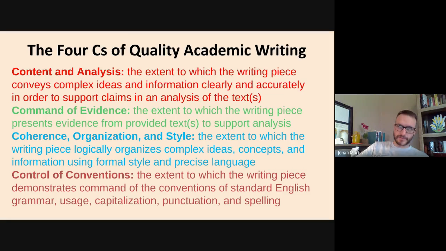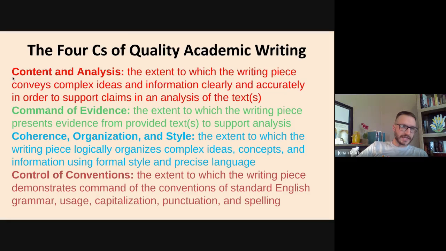So it's the number of pieces of evidence, it's the quality of the pieces of evidence, and it's also, did you present the evidence accurately? Did you copy it carefully? Did you not accidentally plagiarize by maybe having a typo within the quote?